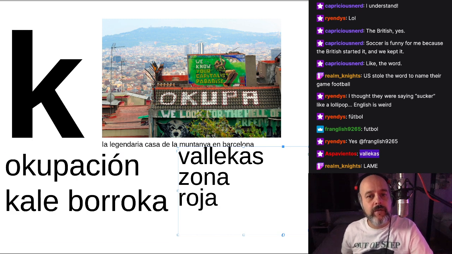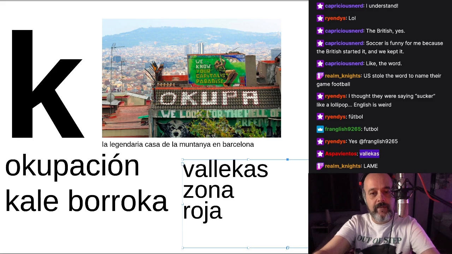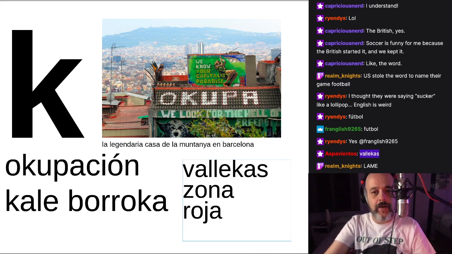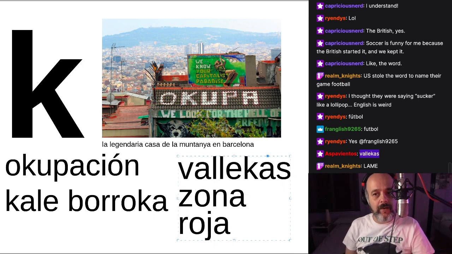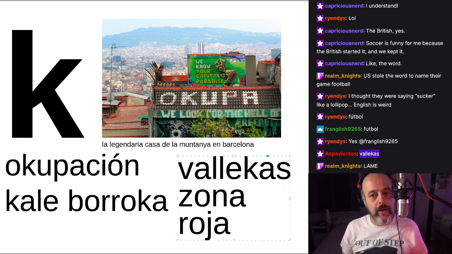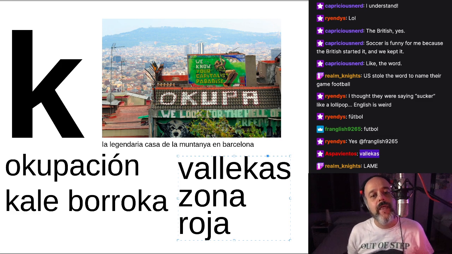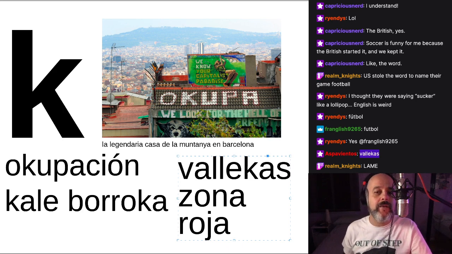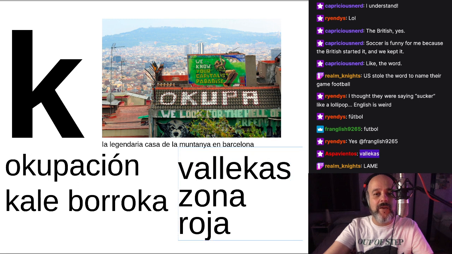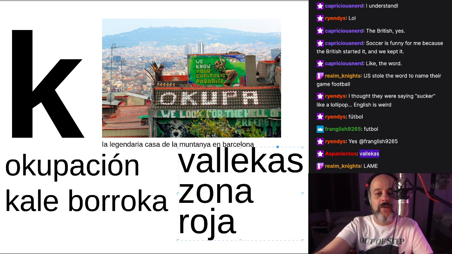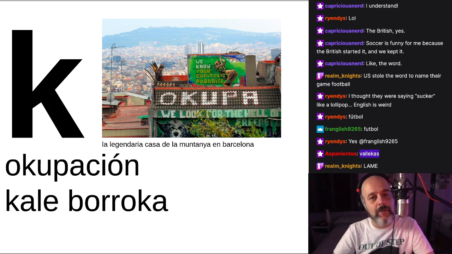It is very common to see in Vallecas the slogan, Vallecas Zona Roja. Vallecas is the name of the working class neighborhood, officially written with a C, but in this case the alternative people call it Vallecas with a K, zona, zone, roja, red. So Vallecas is a red zone. It's a red zone, not in a Republican, Democrat type of way, but in a communist type of way. They're very organized people, really nice people. People in Vallecas, Zona Roja, really nice people.